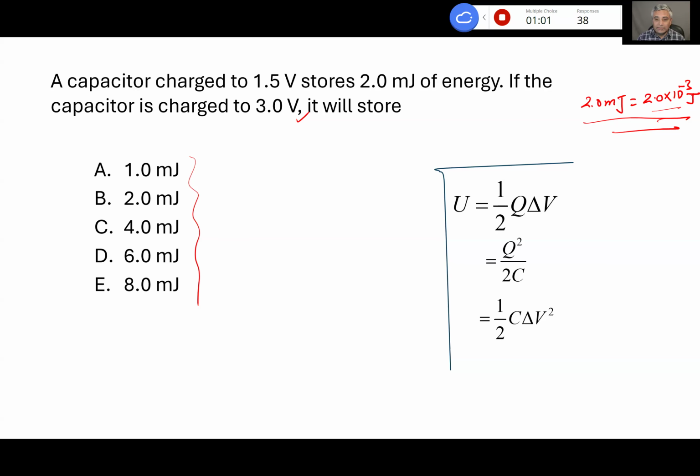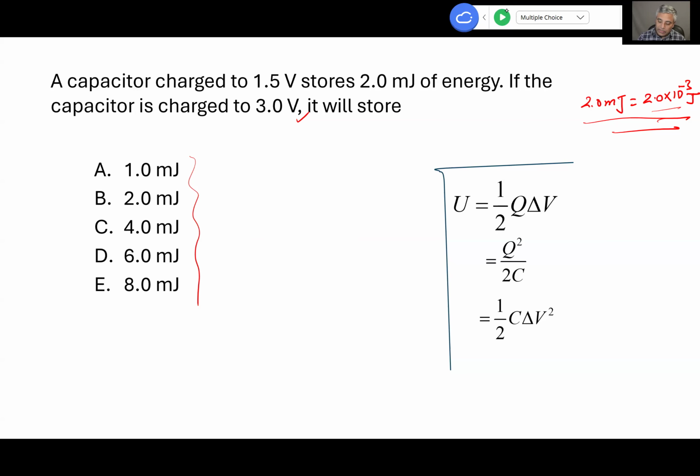Thirty more seconds. 5 more seconds. 5, 4, 3, 2, 1, and it stops.